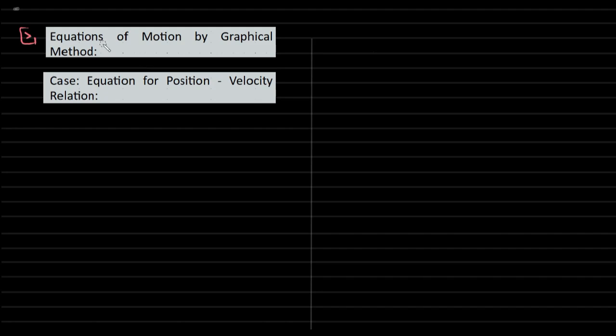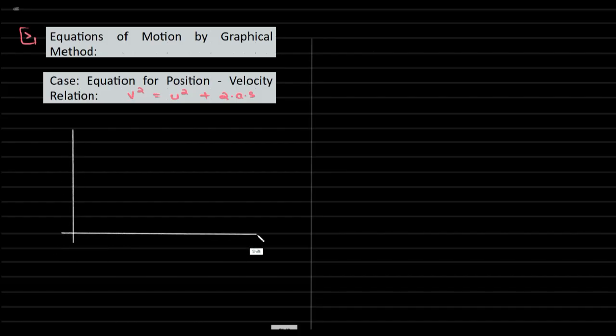Here we're looking at deriving one of the equations of motion with the graphical method. So we're going to derive the position velocity relationship, that is v square is equal to u square plus 2 into a into s.